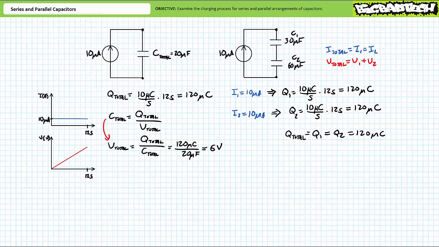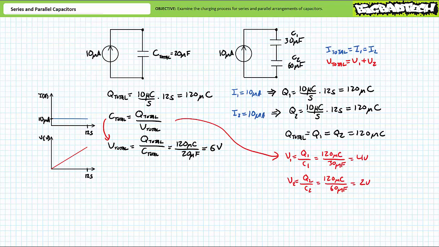Either way you look at this system, you've got 120 microcoulombs of charge available for use. This being said, voltage can be apportioned unequally within the series configuration. Given capacitance equals charge over voltage, an algebraic rearrangement suggests that voltage equals charge over capacitance. Substituting our given values for capacitor C1 at 30 microfarads and a charge of 120 microcoulombs yields a voltage of 4 volts. Substituting our given values for capacitor 2 at 60 microfarads and a charge of 120 microcoulombs yields a voltage of 2 volts. Voltage across the series combination is 4 plus 2, or 6 volts. This agrees with our earlier observations.